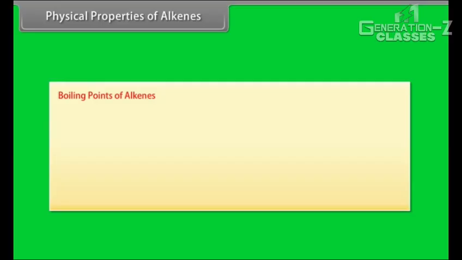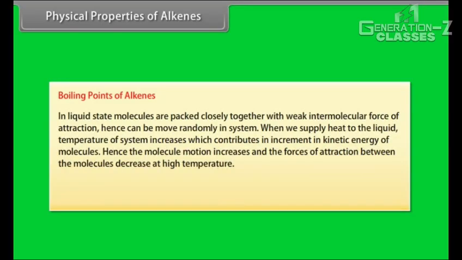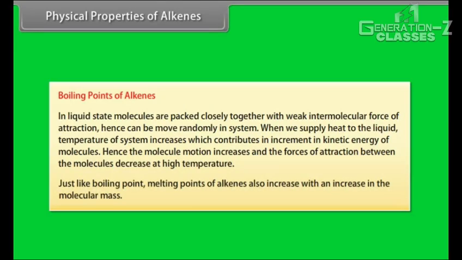Boiling points of alkenes. In the liquid state, molecules are packed closely together with weak intermolecular forces of attraction, hence can move randomly in the system. When we supply heat to the liquid, the temperature of the system increases, which contributes to an increase in the kinetic energy of molecules. Hence, the molecular motion increases and the forces of attraction between the molecules decrease at high temperature. Just like boiling point, melting points of alkenes also increase with an increase in the molecular mass.